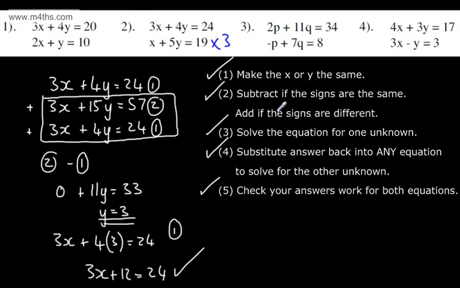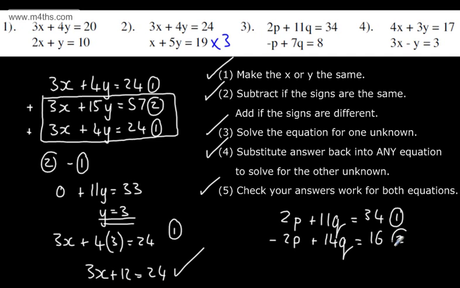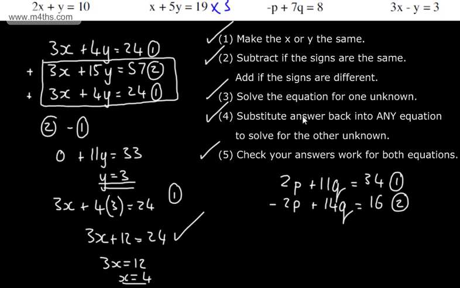So on this one, what I'm going to do now is multiply the second equation by 2. So I'm going to have now 2p plus 11q is equal to 34. That is equation 1. Multiplying equation 2 by 2, I get minus 2p plus 14q, and that's going to be equal to 16. Make sure you're multiplying each of these terms by 2. It's a common error. Students often just leave 8 at the end, or 7q.